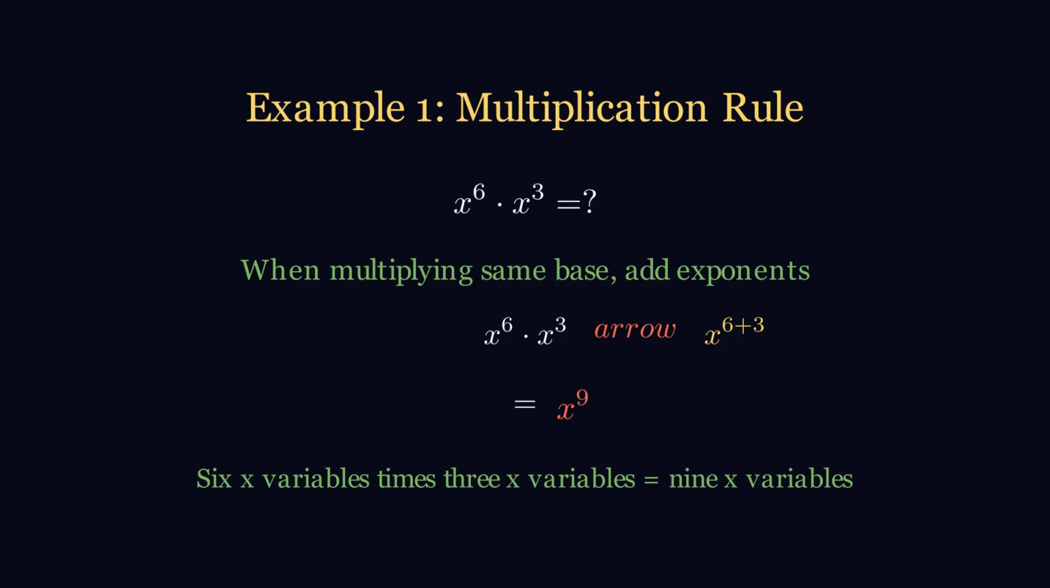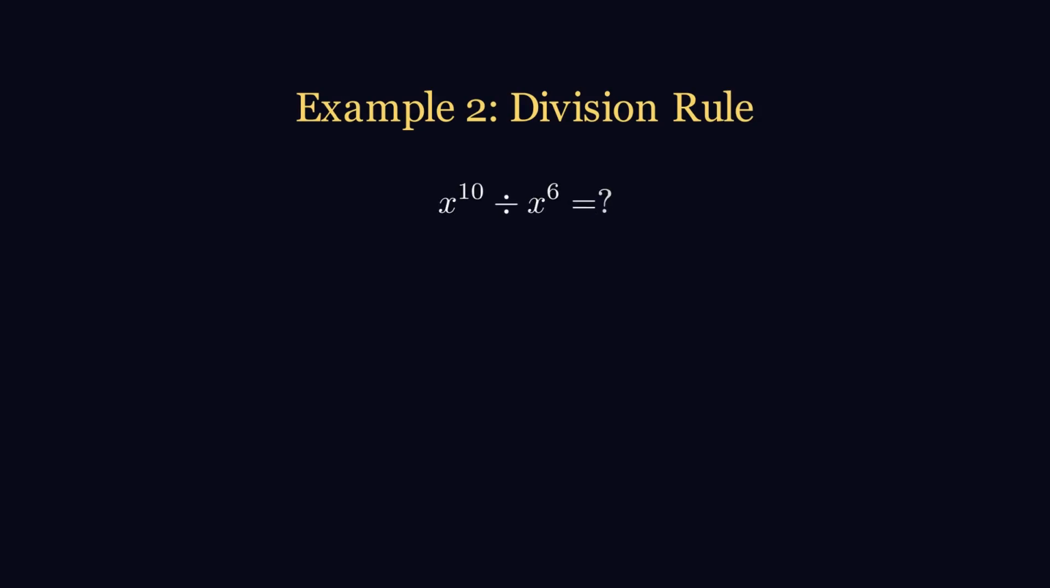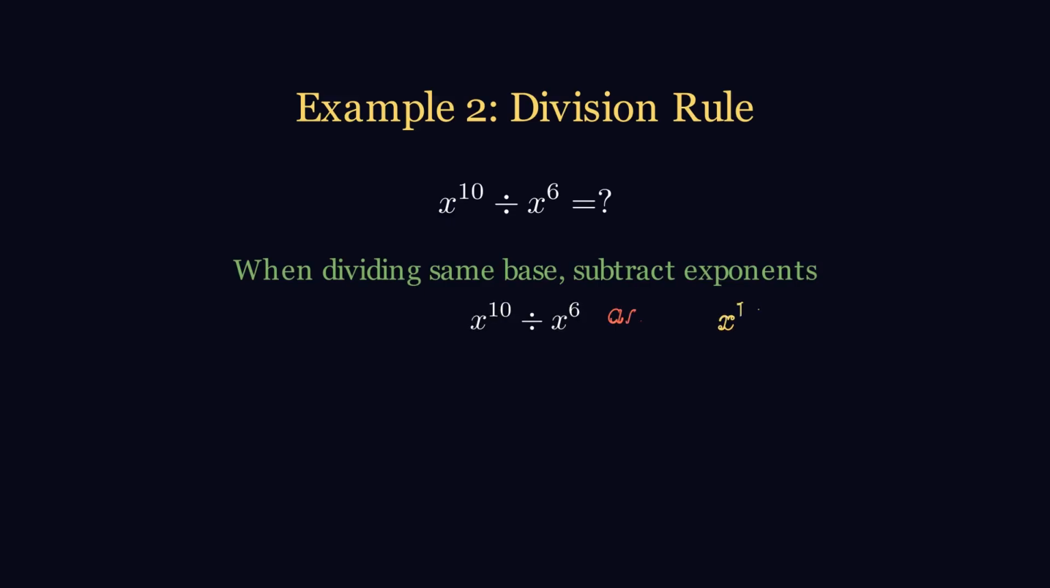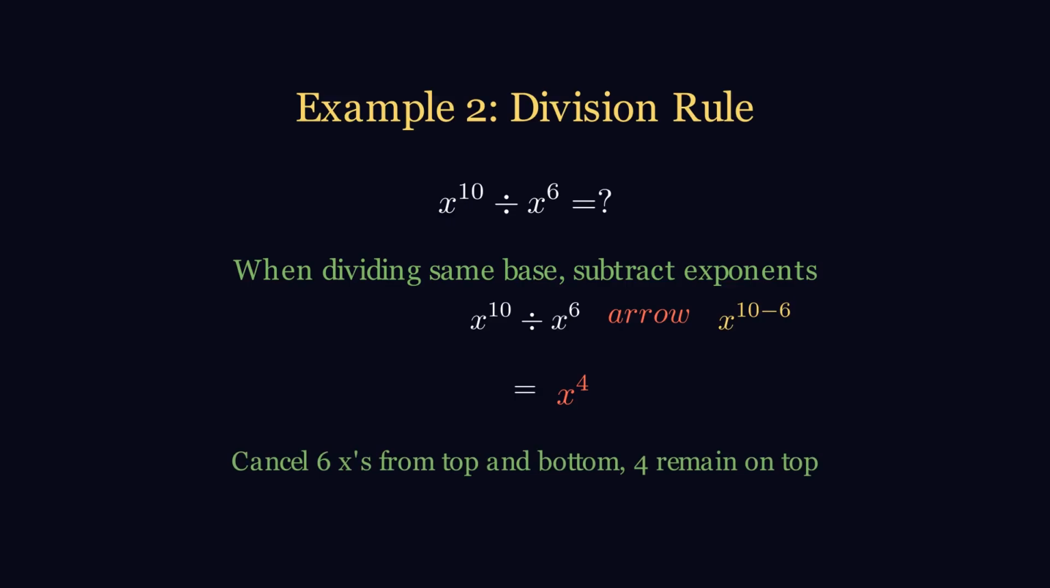Now let's explore what happens with division of exponents. Consider this problem. What is x to the 10th power divided by x to the 6th power? When you're dividing terms with the same base, what operation should you perform on the exponents? The answer is subtraction. We subtract the bottom exponent from the top exponent. 10 minus 6 equals 4. So our answer is x to the 4th power.